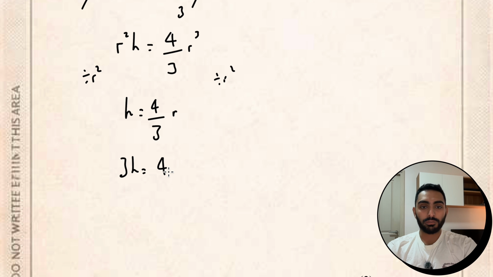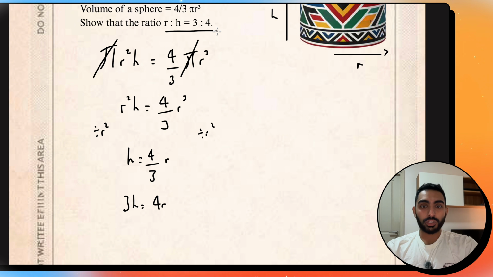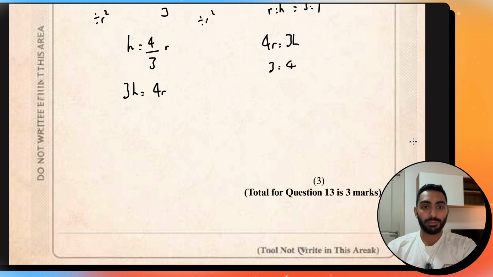3h is equal to 4r. If you look here, the ratio of r to h is 3 to 4. If I just write this the other way around, r to h equals 3 to 4, I've got 4r is equal to 3h. So whenever you've got these, you just switch around the numbers, and the ratio of r to h would be 3 to 4. That means you've done it correctly.